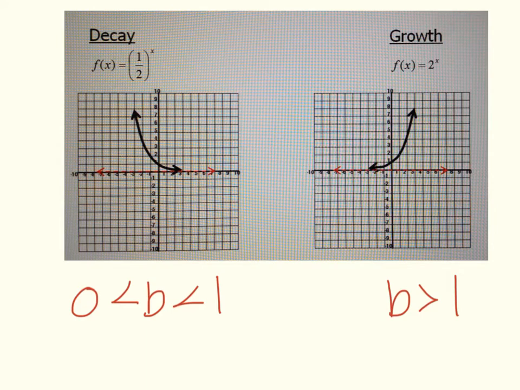Here's an example of what a growth and decay graph would look like. For our decay, remember the b, or your base, is in between 0 and 1. So right here we have our base of 1/2 raised to the x power. And if you notice, you have a horizontal asymptote at 0. Then if you look at our growth, our base, once again, is greater than 1, so that would be our base of 2 raised to the x power. And you have a horizontal asymptote as well. And if you notice, the decay goes downward and the growth goes upward.